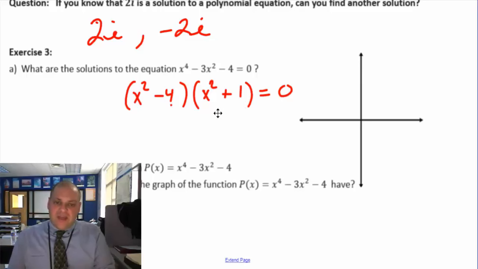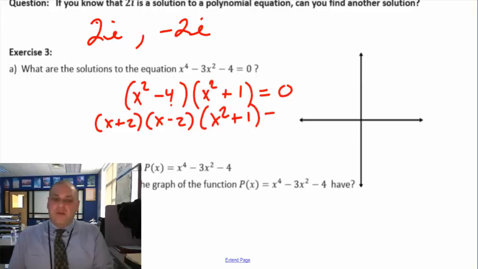The inside and the outside, that combines to give you negative 3x squared. And of course, negative 4 times 1 is negative 4. So this does give you this polynomial. Now, set them equal to 0. Of course, x squared minus 4 can be broken down more: x plus 2, x minus 2. This cannot be factored with real numbers, so we're going to just use imaginary numbers. Now set these equal to 0. x equals negative 2. x equals 2.